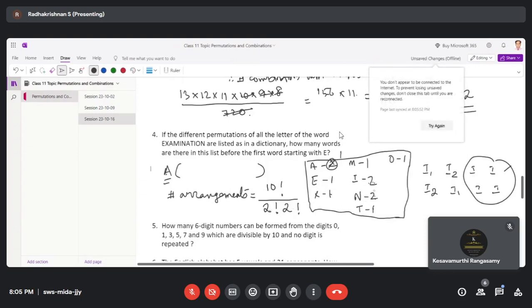Same logic for N also. N is there 2 times, so we divide by 2 factorial. If there is some word that appears 3 times, then we will divide it by 3 factorial, and so on. Okay. So here, since there are 2 letters each appearing 2 times, we divide by 2 factorial twice. So this is your answer: 10 factorial divided by 2 factorial, 2 factorial.